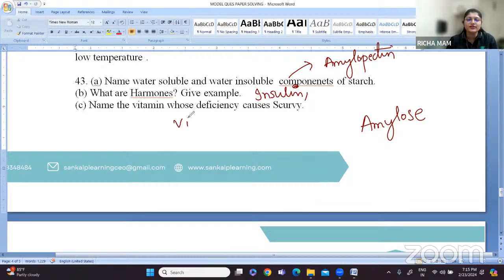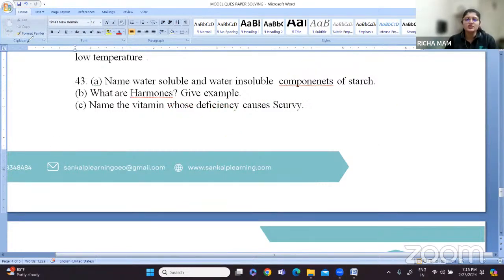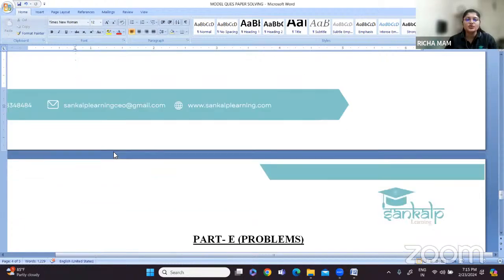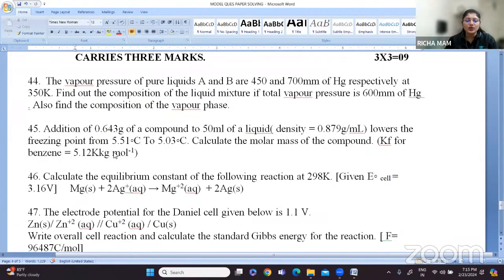Yes, it is vitamin C. Okay, so because of deficiency of ascorbic acid, yes, correct. So it causes deficiency, which causes scurvy.